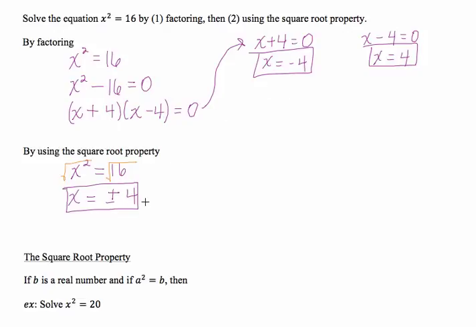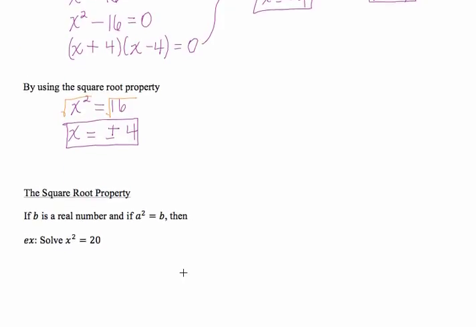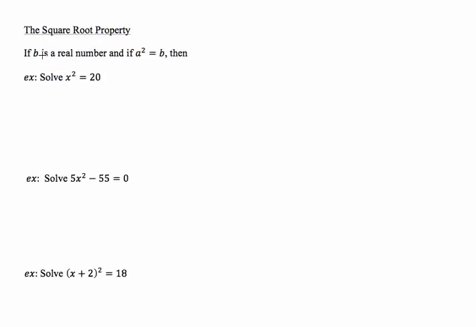And as you can see, this second method was a bit quicker, a bit easier, so oftentimes I'll go with the square root property when I have something of this form, a variable squared equals a number. Okay, so more generally, what does the square root property say? It says if b is a real number, and if a squared equals b, then if you take the square root of both sides of this equation, you'll get a equals plus or minus the square root of b. That's what happens when you take the square root of both sides of this equation right here. Okay, so that's how you can solve for a.